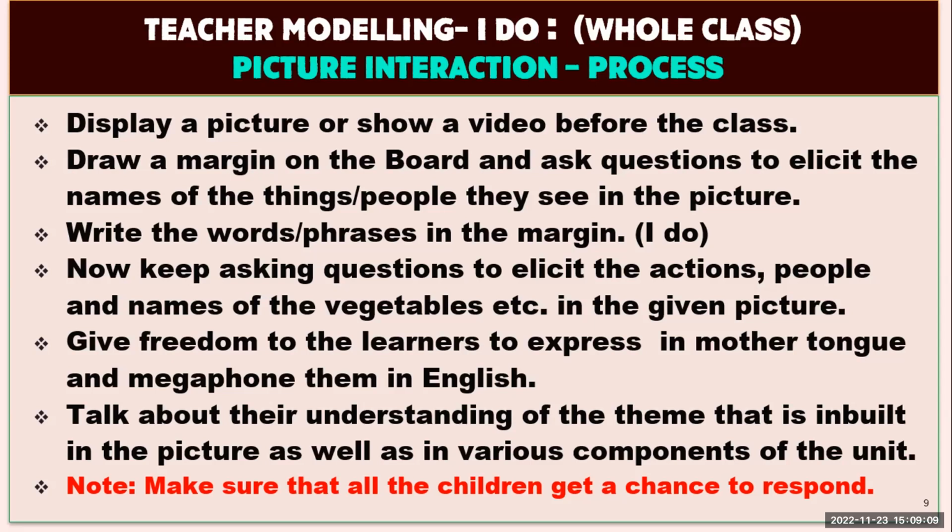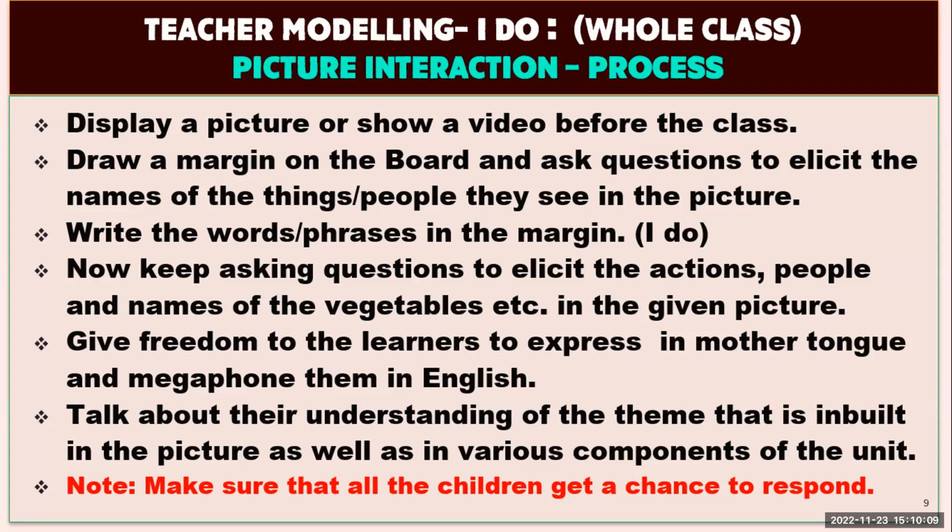Draw a margin on the board and ask the students questions related to the names of the things or people they see in the picture or the actions they do. And now the teacher has to write. I told you that we have to divide our green board into three margins: I do, we do, you do. Under this I do margin, you have to write the words, whatever we are getting from the students, and then some phrases, and then sentences. And now keep on asking questions to elicit the actions and the names of the vegetables, or it may be any picture. Related to the picture, you have to ask certain questions and try to get the response.